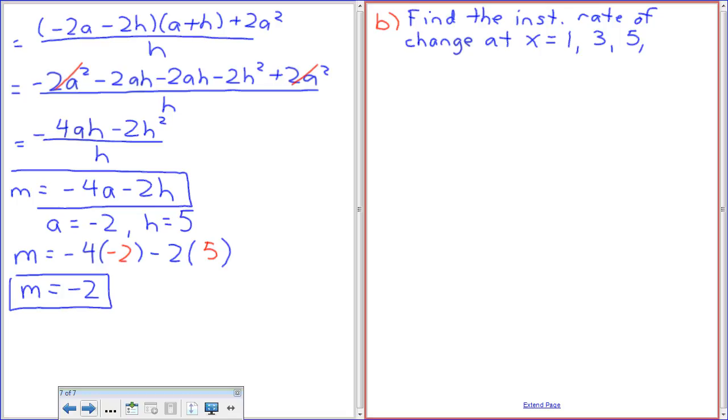Okay, this looks frightening. This looks like a lot of work. Why is this just so easy though? Once you reach an equal statement like the first one in the box there, you're just subbing in a different value. Once we get what our slope equation is, you just put it in. So if x equals 1, that tells me a equals 1 and h equals 0. So m is going to equal -4 times 1 minus 2 times 0 equals -4.